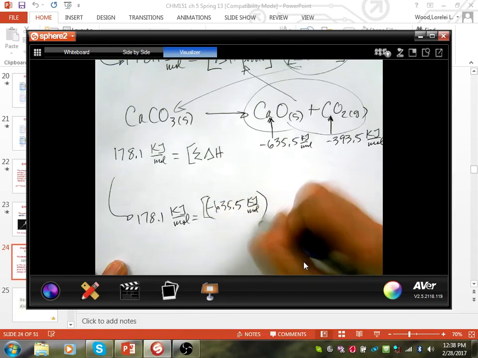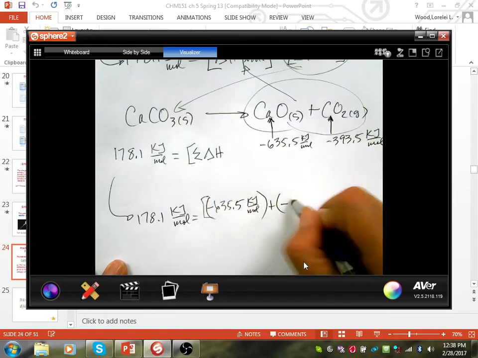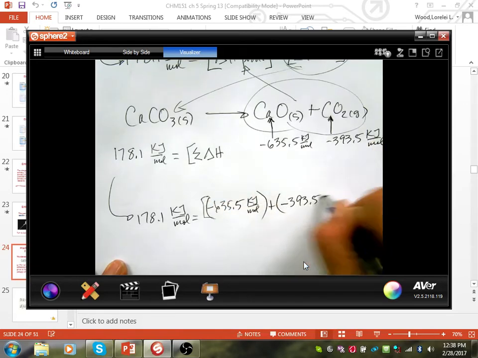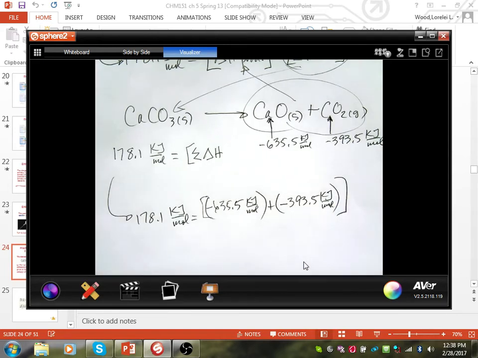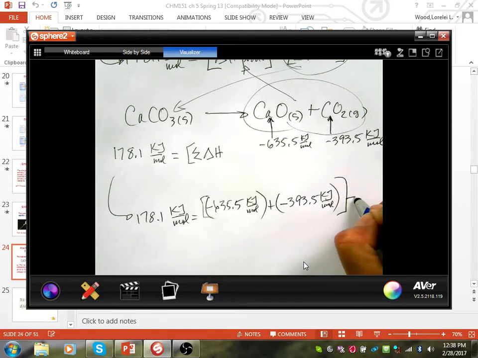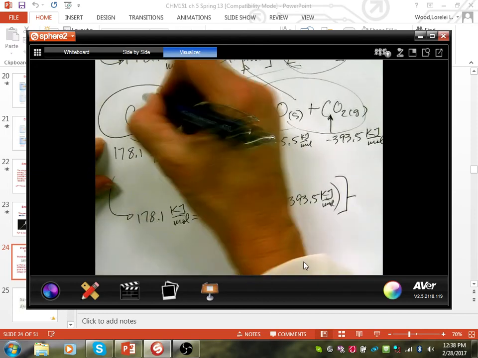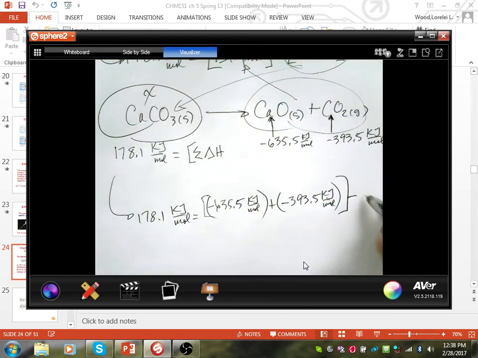Then in parentheses, plus my negative 393.5 kilojoules per mole. See why I'm putting in parentheses? Keep my negative value straight, because in essence what I'm doing here is I'm adding both of those negative values together to make one big negative value. Minus, this is what I'm finding out, my x, right? Minus x.